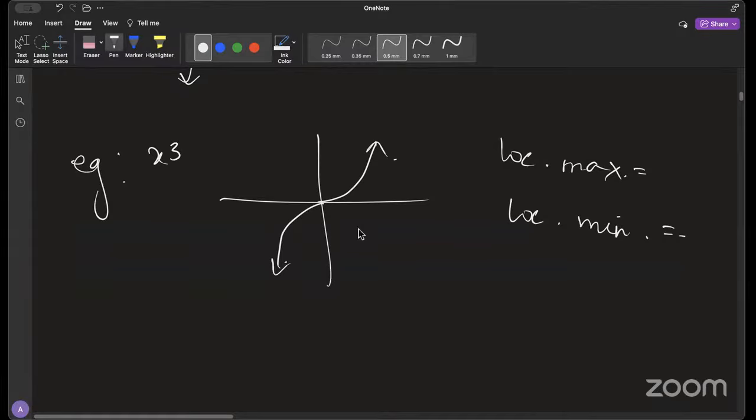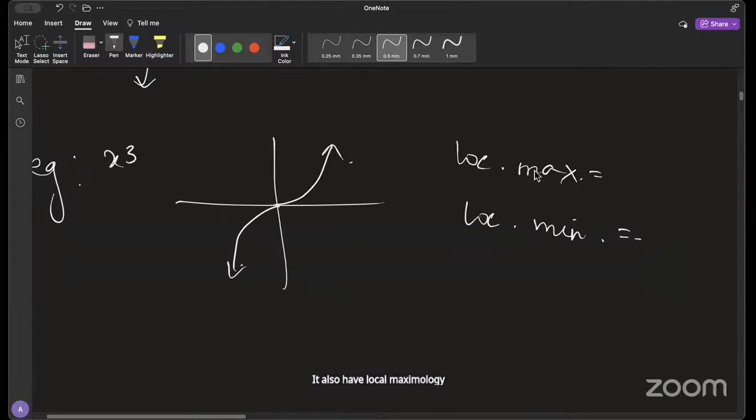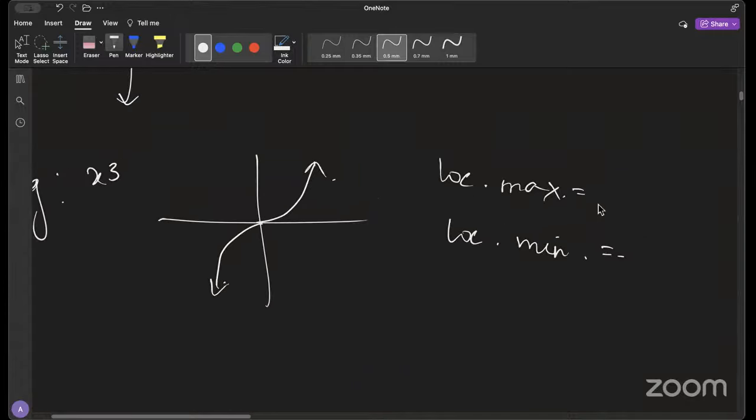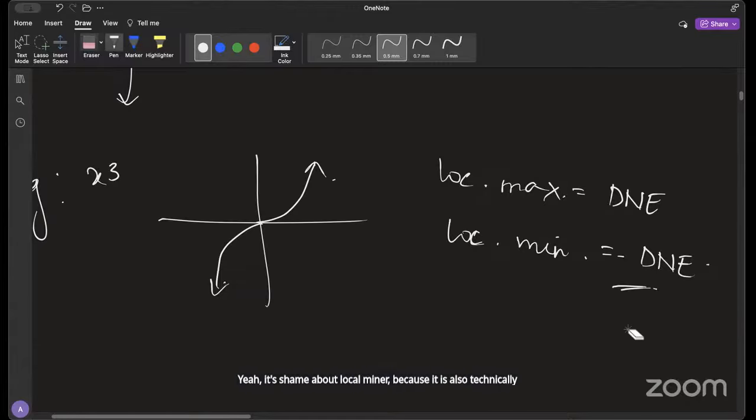It also has local maxima or local minima. Does this have a local maxima? No, I think not, because it doesn't have any endpoints. It keeps increasing or decreasing. And what about local minima? It's the same for local minima, because it is also decreasing at the same time.